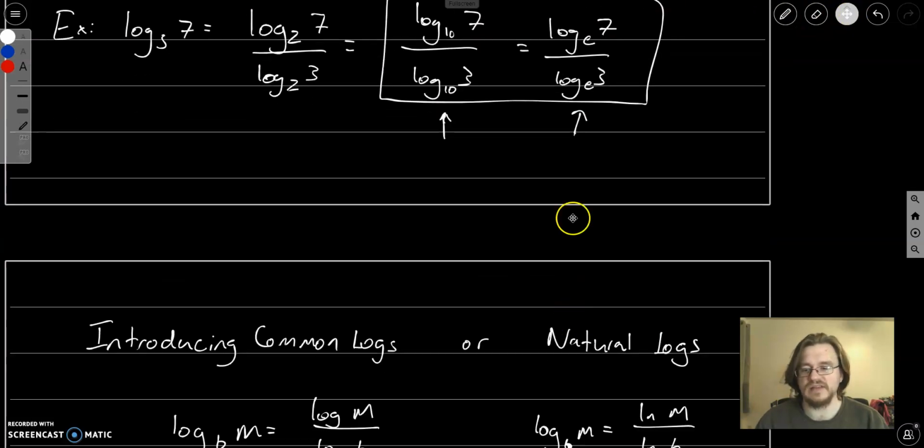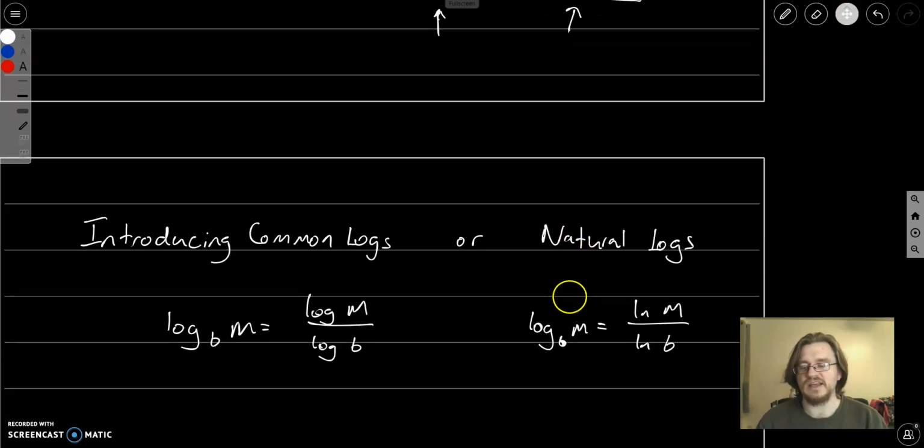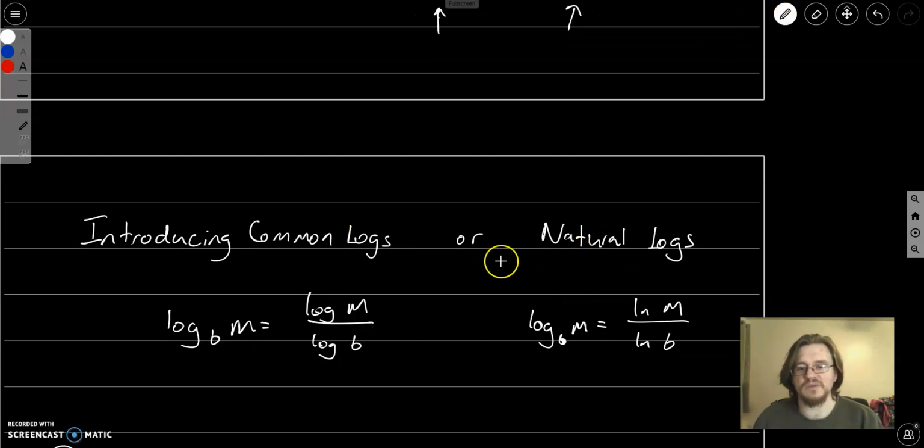So let's summarize that in the following. We can introduce common logarithms and natural logs in the following way. If we want to take log base b of m and our calculator can't handle taking log base b, we can turn this into log base 10. So this is log base 10 of m divided by log base 10 of b. Or maybe we have a button that's for the natural log, so we can turn log base b of m into the natural log of m divided by the natural log of b.